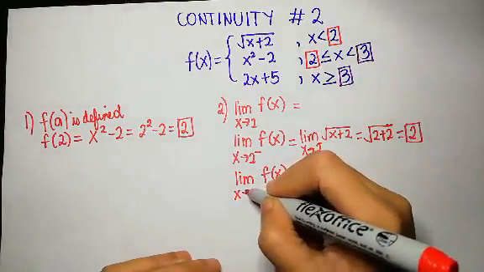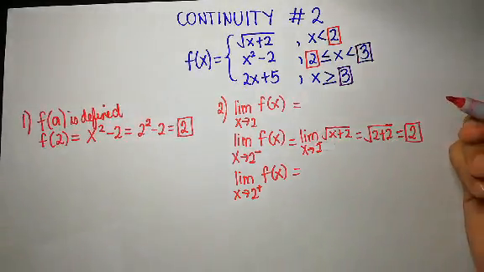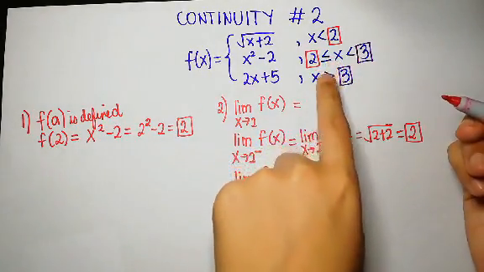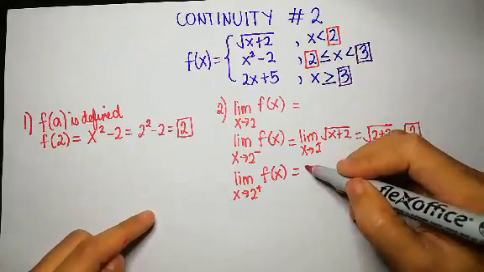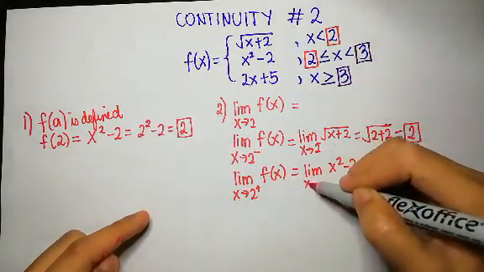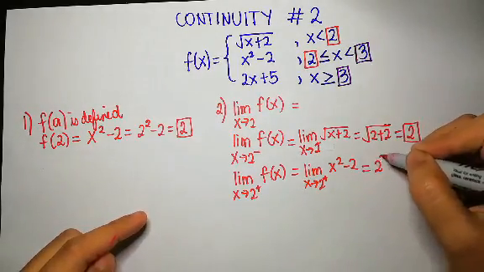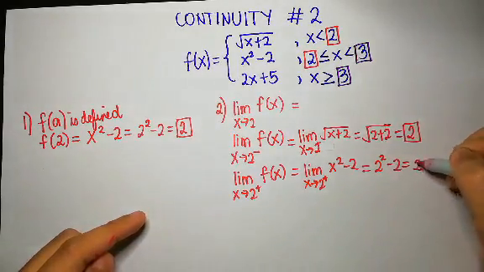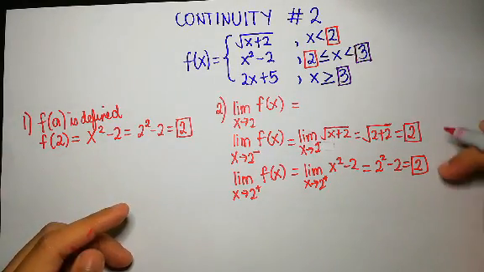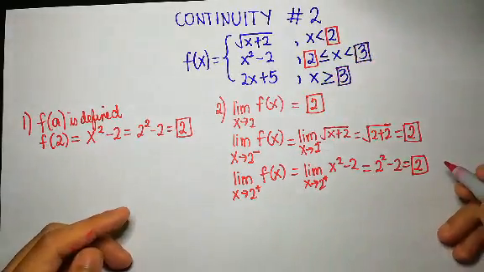So, wala na tayong choice kasi ito x is greater than or equal to 2. So, ito. So, limit of x squared minus 2 as x approaches 2 from the right. So, 2 squared minus 2 is also 2. Kasi 4 minus 2 is 2. So, this is equal. So, ang ating limit ay equal sa 2.